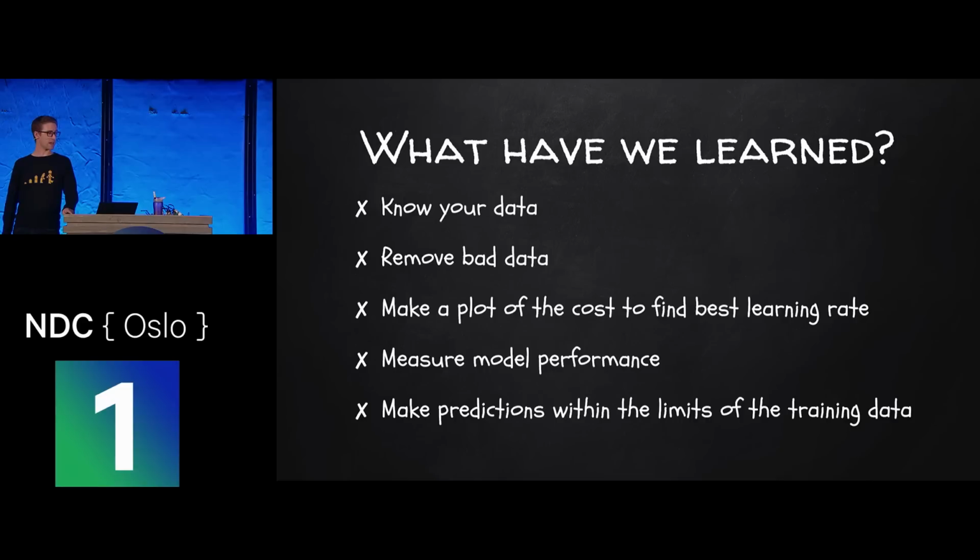Also, we can just make the model make predictions within the limits of the training data. If we do not have enough data going sharp left, then the model doesn't know how to go left.